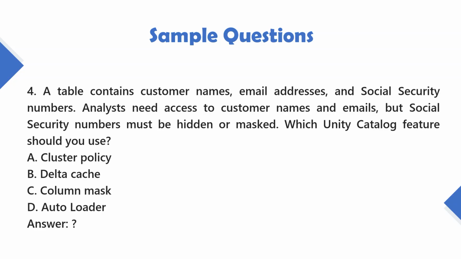4. A table contains customer names, email addresses, and social security numbers. Analysts need access to customer names and emails, but social security numbers must be hidden or masked. Which Unity catalog feature should you use? A. Cluster policy. B. Delta cache. C. Column mask. D. Autoloader.